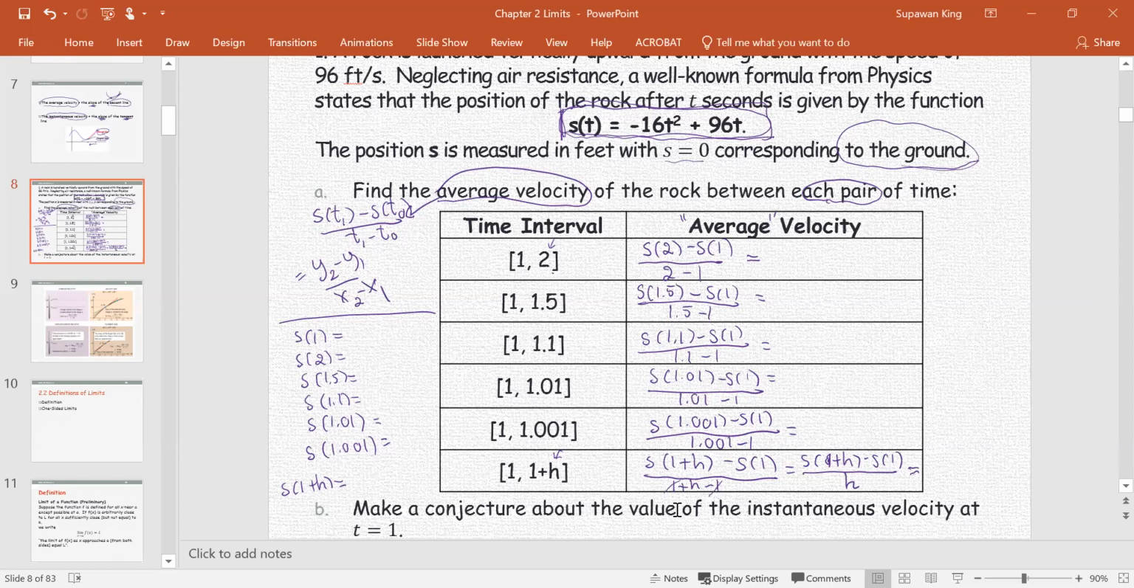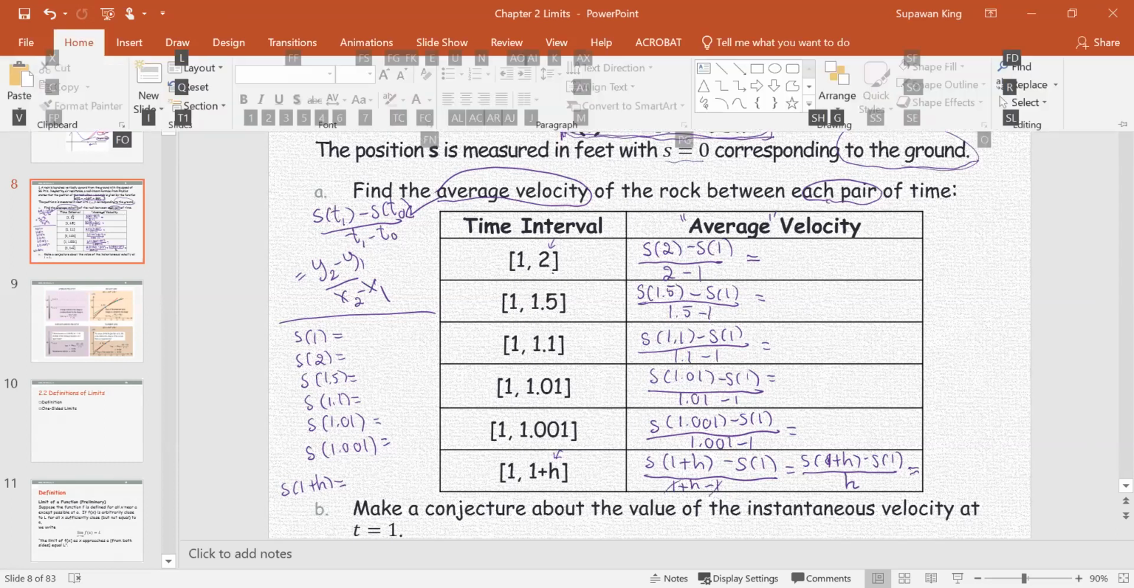You can type in the chat the value that you found, okay? Oh, what happened here?